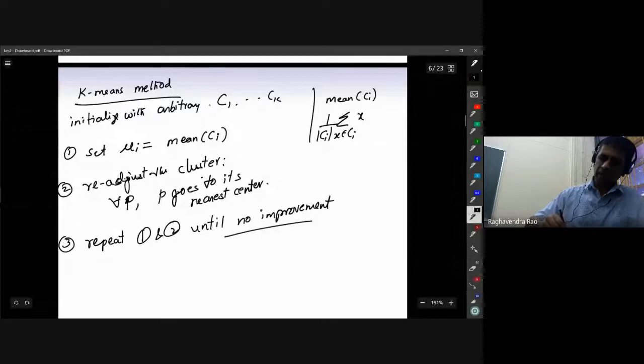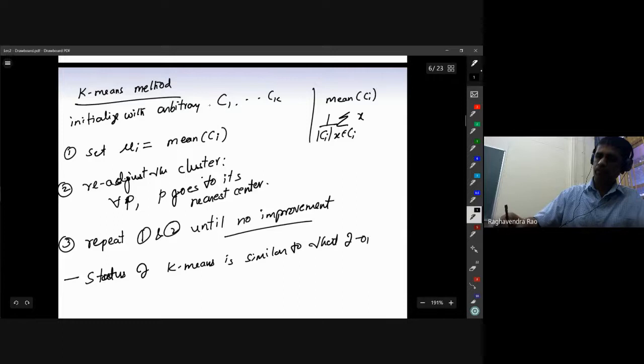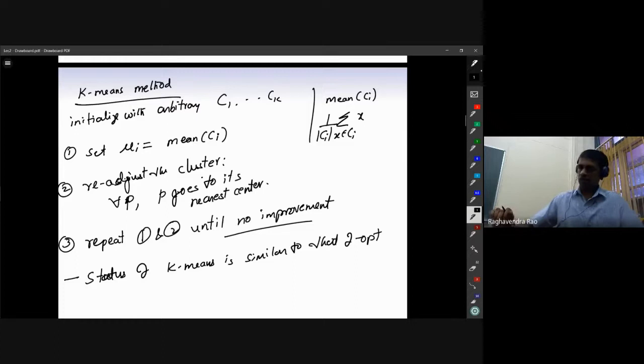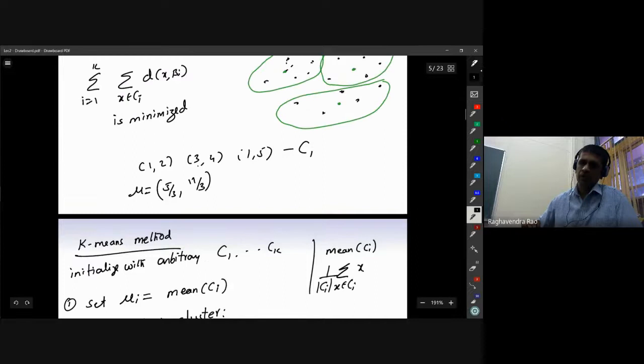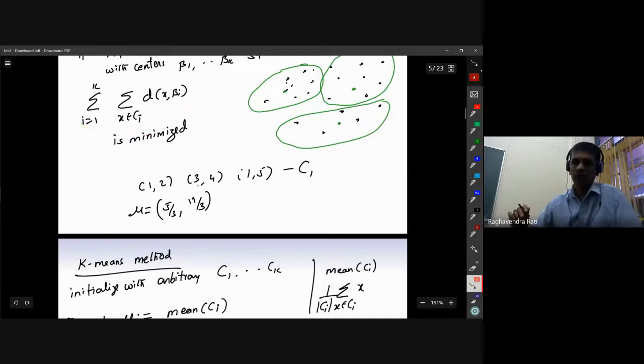So the status of k-means is similar to that of two opt. It's again only in the 2000s that people came up with worst case instances where the running time could be as big as 2 power omega n, so 2 power n by 10 or whatever. And people also came up with worst case examples where the quality of output, this value, will be far from the optimal value by a polynomial factor and so on. There are improvements which can give up to, I think, a log n factor or whatever.